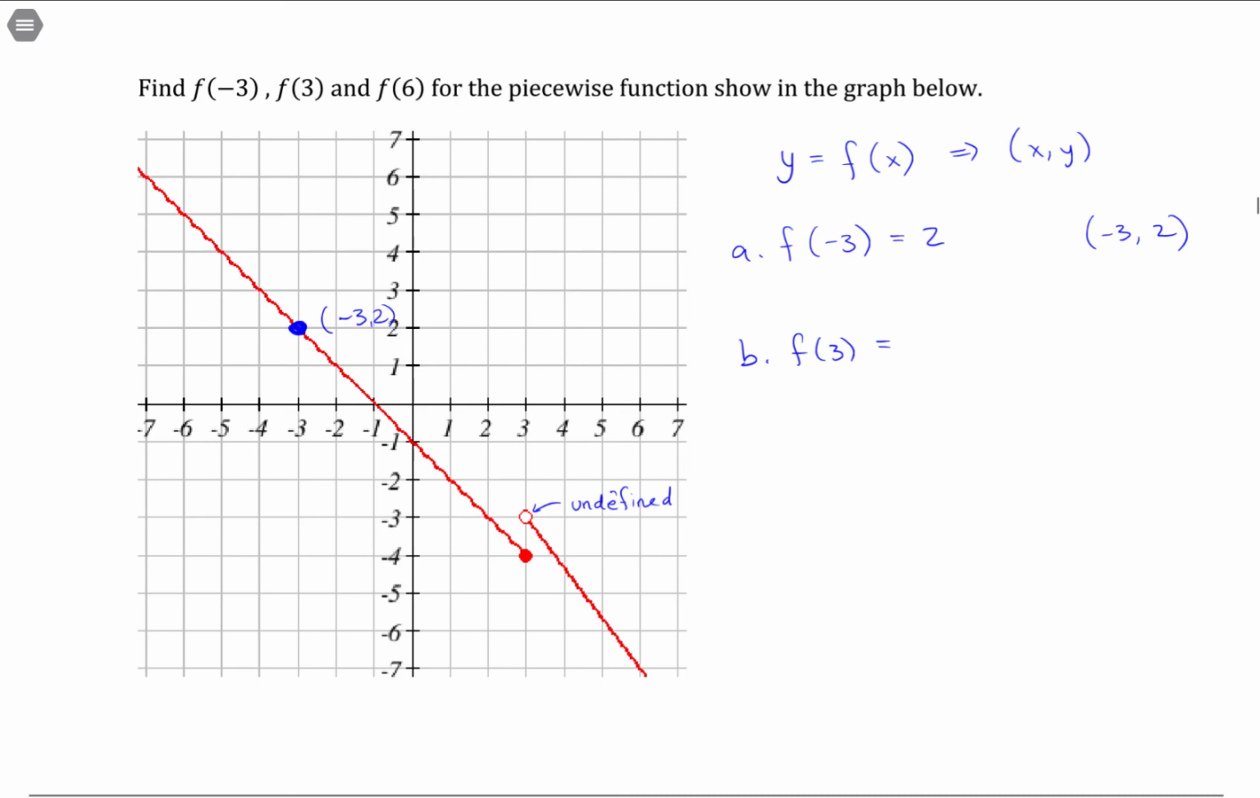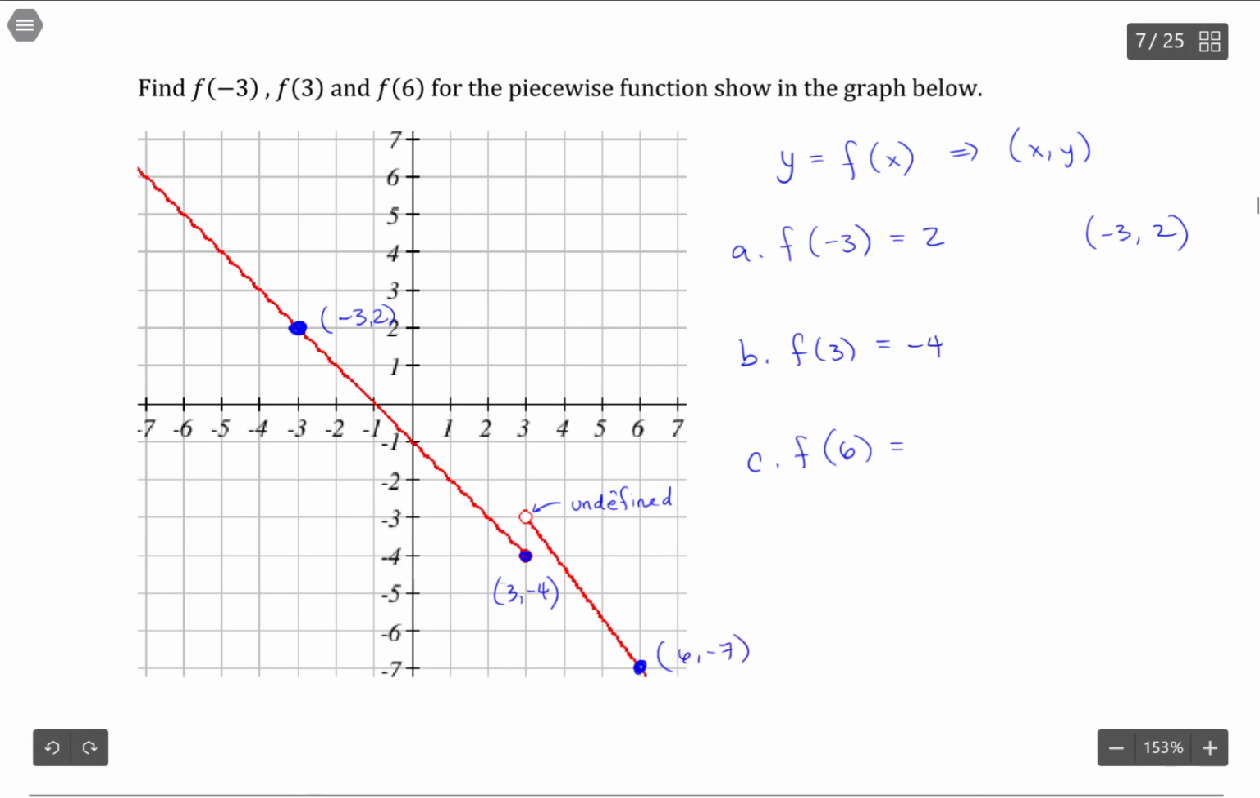So f of 3 is, we find this point here, which is located at 3, -4. So f of 3 is -4. And likewise, f of 6, we find x equals 6, come down to where that's located on the y, and read that point off. So f of 6 in this case is -7.